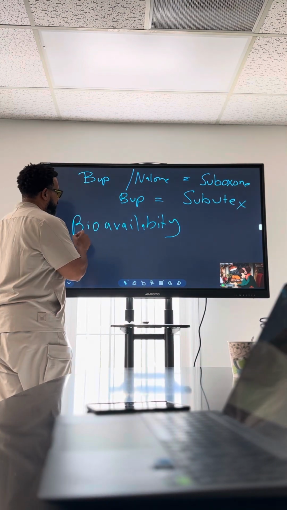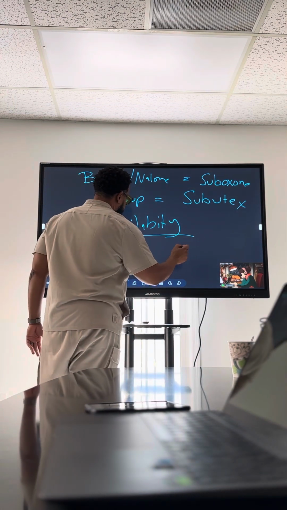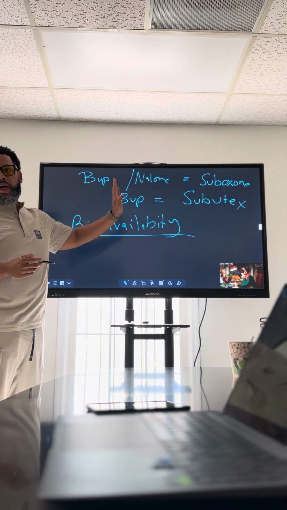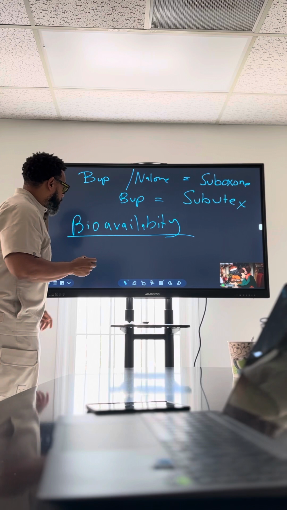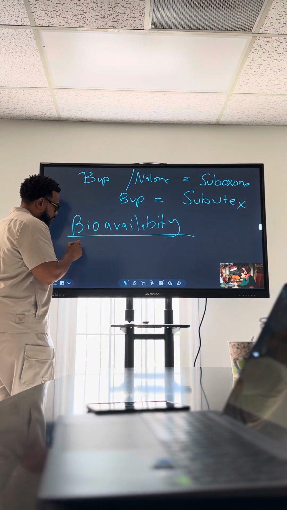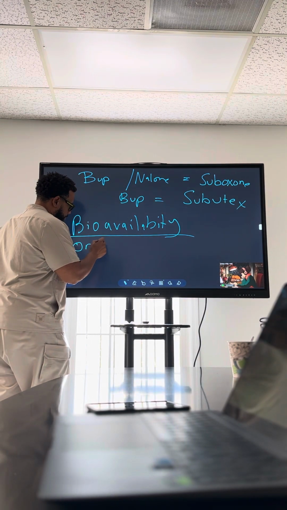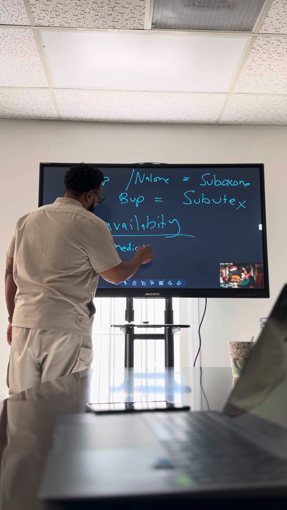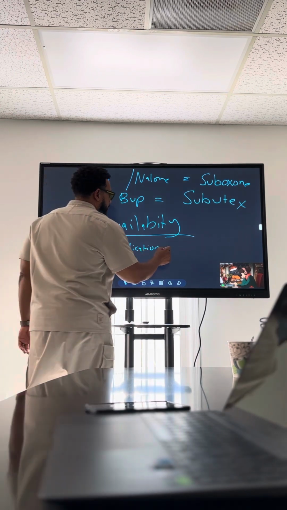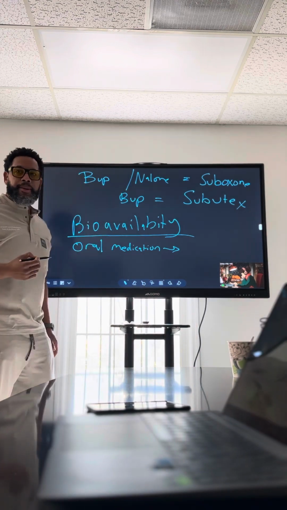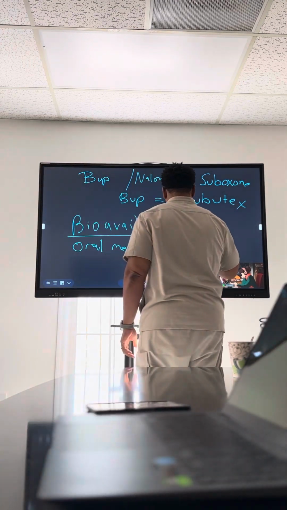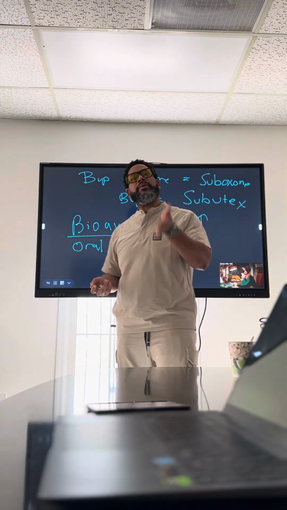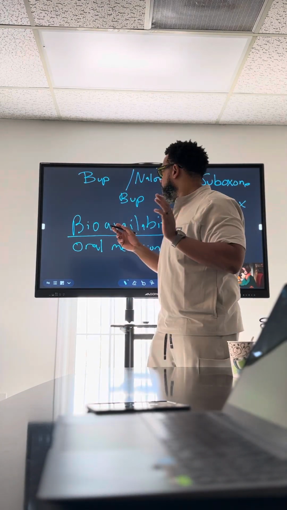All right, so bioavailability is a concept to understand about buprenorphine and naloxone. So Suboxone or Subutex is an oral medication. All right. So buprenorphine has a very high bioavailability when given orally. Okay, that's what we want. We give the medicine, high bioavailability.